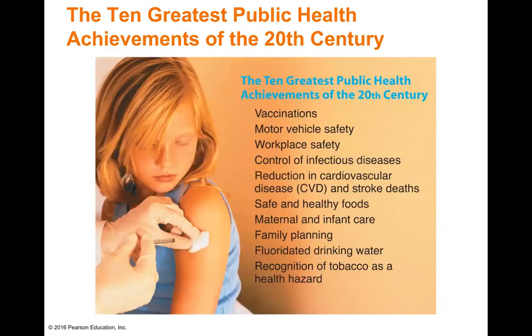So vaccinations are a way to really create immunity, but also to really control a disease. Motor vehicle safety, seat belts, workplace safety, huge. People used to be exposed to all kinds of chemicals. And controlling infectious disease, if we have an outbreak of something, the health department comes in and does quarantine and control it. We've made a big reduction in cardiovascular disease and stroke. Do you worry about where you eat? Yes, making sure it's healthy and safe. So those grades that go in there, the ABC grades in restaurants.